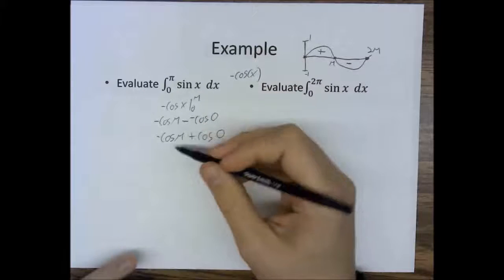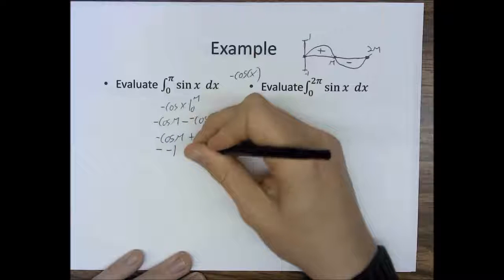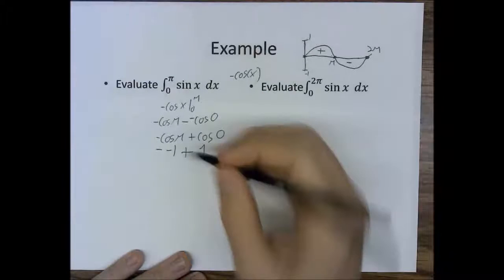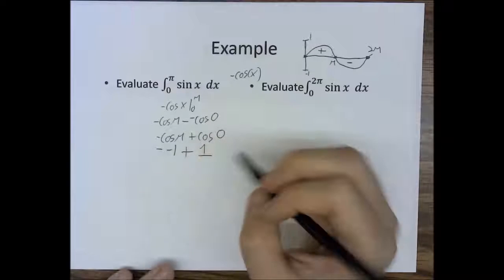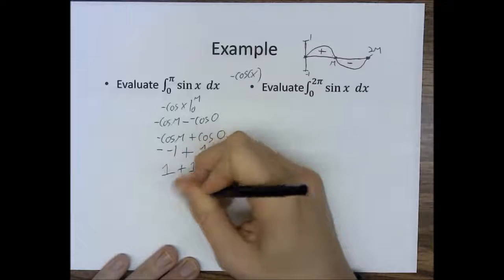So cosine of pi is going to be negative 1. So we have negative 1 plus cosine of 0 is 1. Negative negative 1 is going to be positive 1, plus 1 gives us 2.